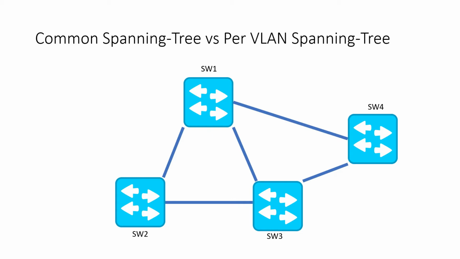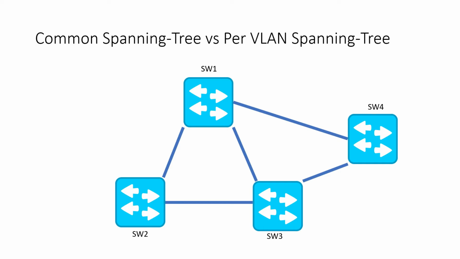Now, there are some differences between common spanning tree and per VLAN spanning tree. Number one, common spanning tree is an IEEE standard, meaning it's an open standard, meaning any vendor can implement common spanning tree on their hardware. Whereas per VLAN spanning tree is Cisco proprietary, meaning it's only going to be implemented on Cisco switches. So if you have Juniper switches in your network, you will be running common spanning tree. But if you have Cisco switches in your network, then you will be running per VLAN spanning tree.